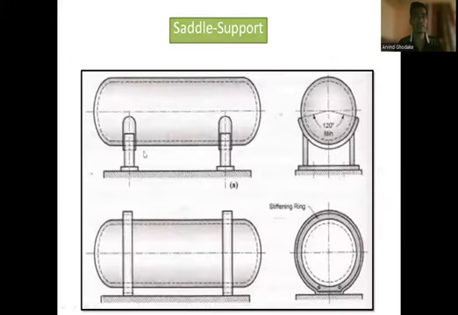Then next is the saddle support. Generally it is preferred for the horizontal pressure vessel. This type of support is called a saddle support. This is the side view of the saddle support. This is also a second diagram which shows the saddle support, and a stiffening ring is provided. So this type of support is called a saddle support.